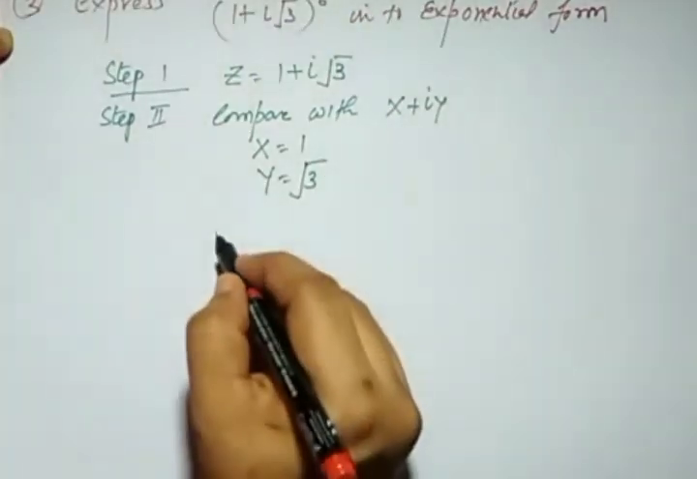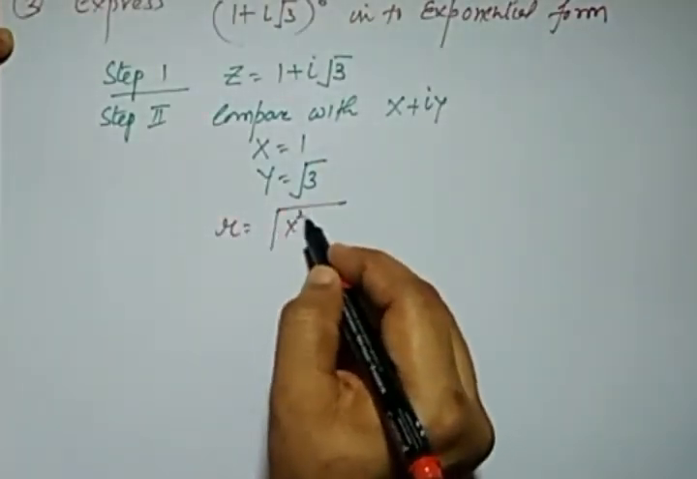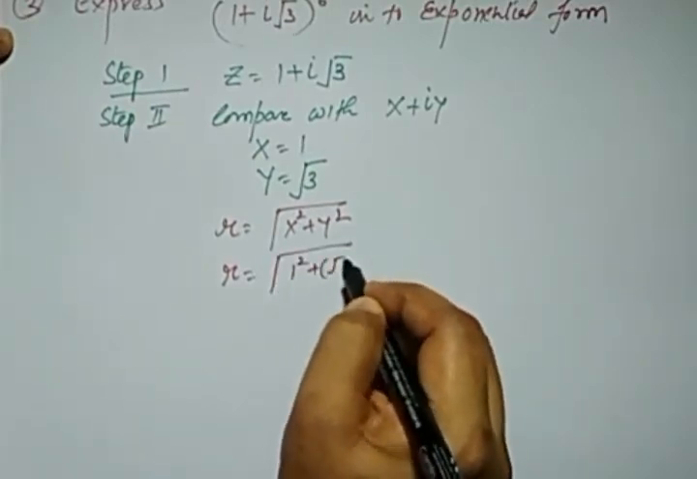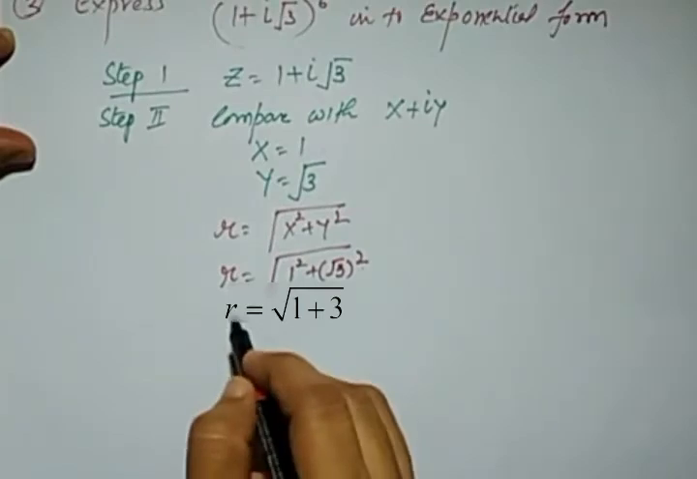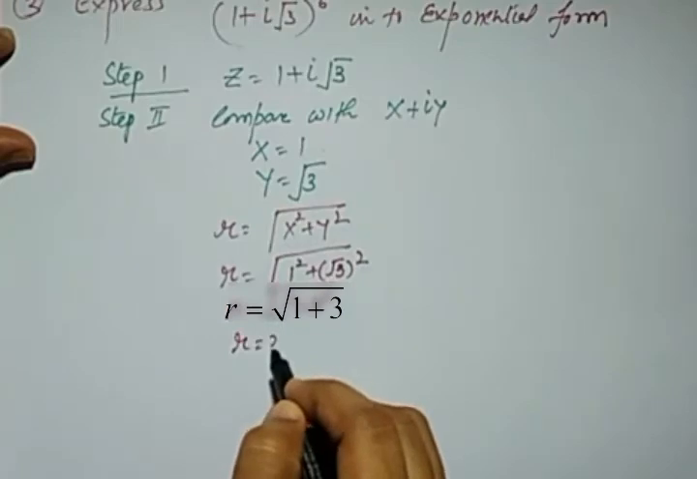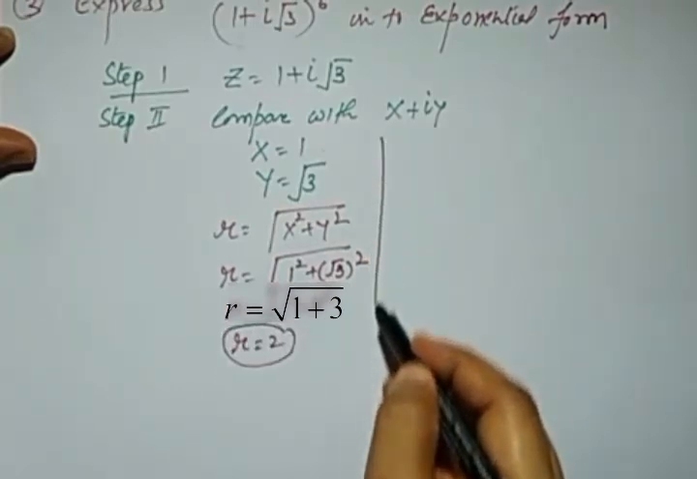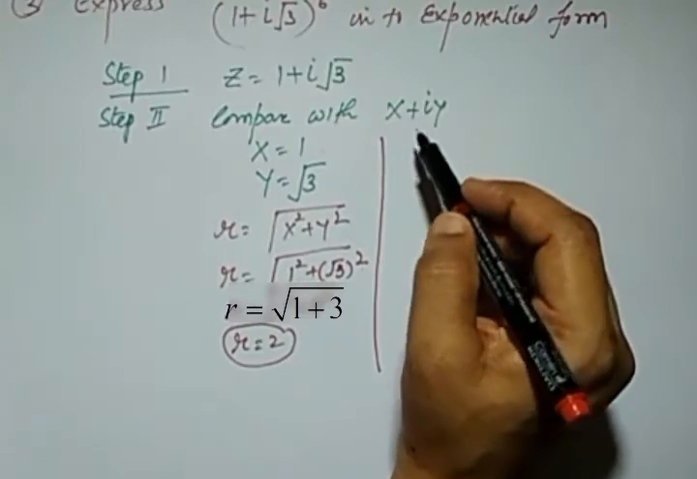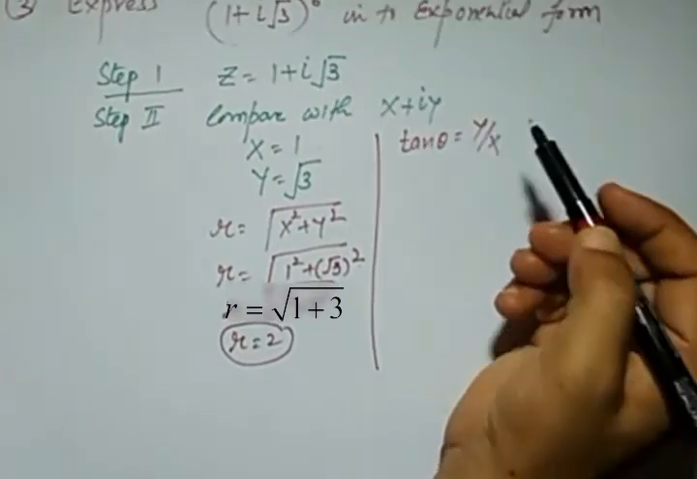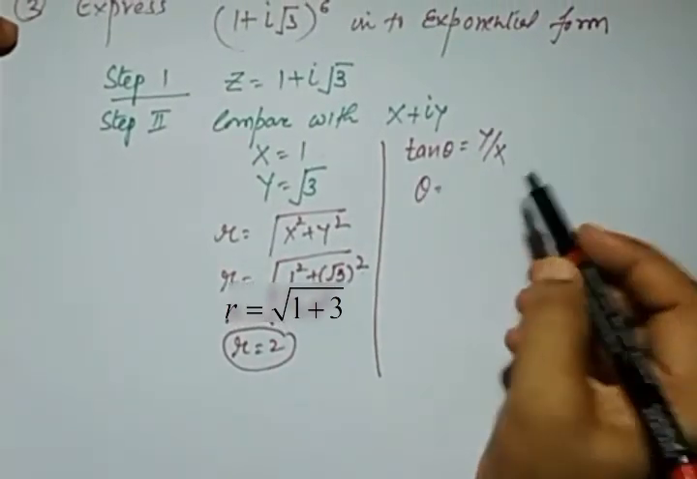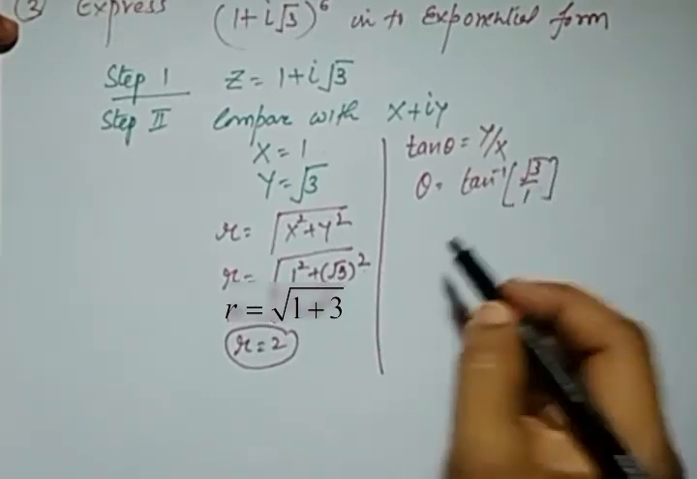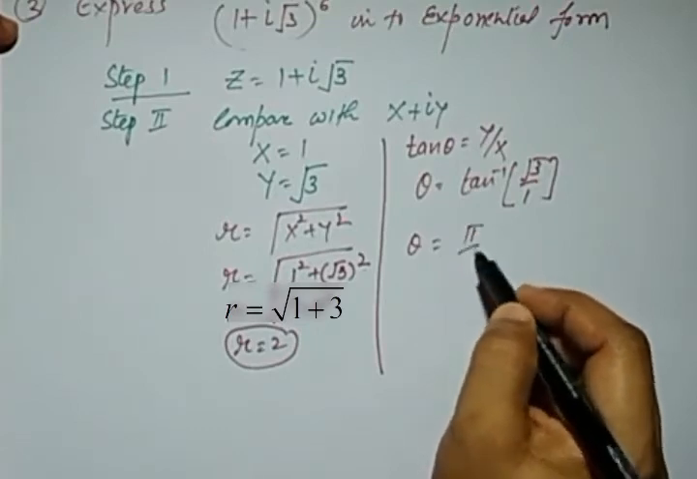So now we want to evaluate r. r is equal to root of x square plus y square. So r equals root of 1 square plus root 3 square, or r equals root of 1 plus 3, or r equals root 4, so r equals 2. And side by side we have to evaluate the argument also. Tangent theta equals y by x, or theta equals tangent inverse of y, which is root 3, by x, which is 1. So you get theta equals pi by 3.